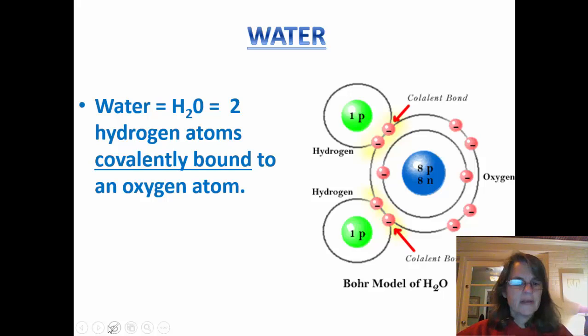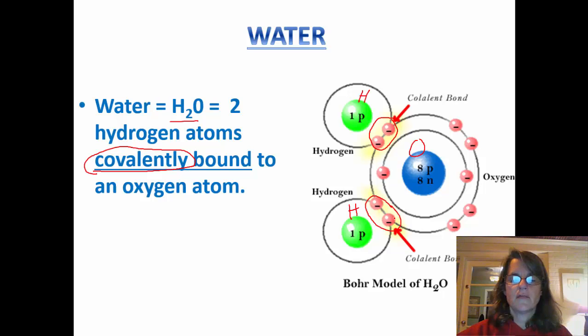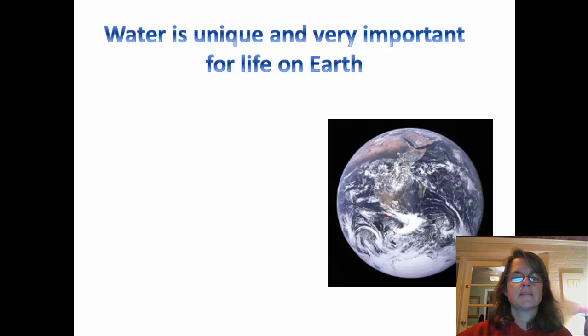Water, as we already know, is H2O, two hydrogen atoms covalently bound, sharing electrons to one oxygen atom. So these green circles are hydrogens, and the blue is an oxygen, and they are sharing electrons. So these are the covalent bonds. Really strong, stable bonds.